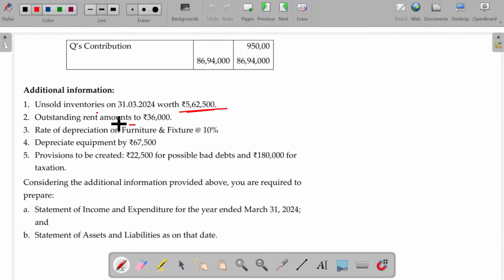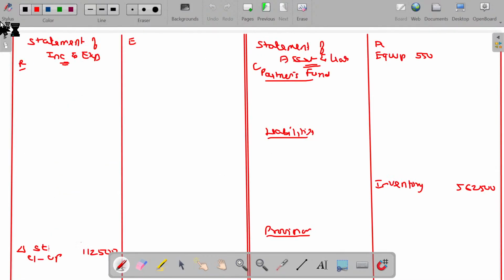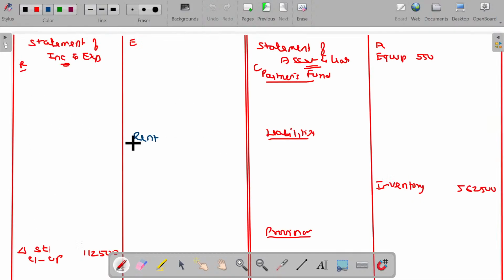So outstanding rent, then I'll post that value here. Outstanding rent of rupees 36,000 should be added. Another posting, it should be under liabilities, right? Outstanding rent, double entry. Okay, normal balance sheet, but the pattern is different. Rest will be normal final accounts.